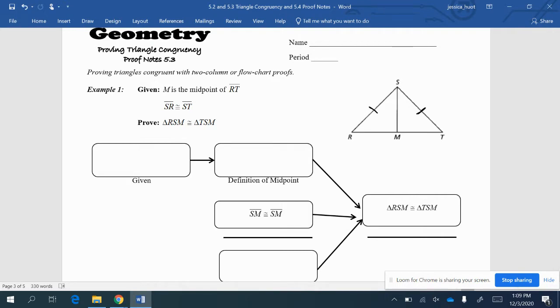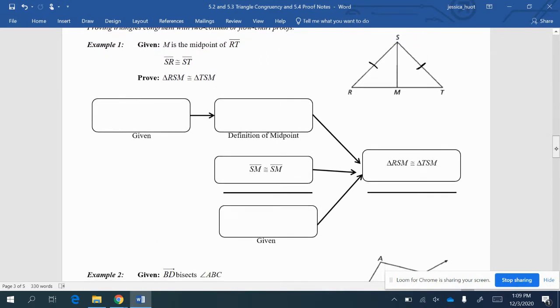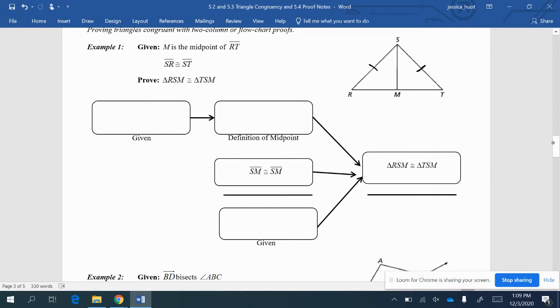So here in the proof, we are talking about definition of midpoint. This is a flowchart proof. So we were given that M is the midpoint of segment RT. So that's one piece of information that we were given.